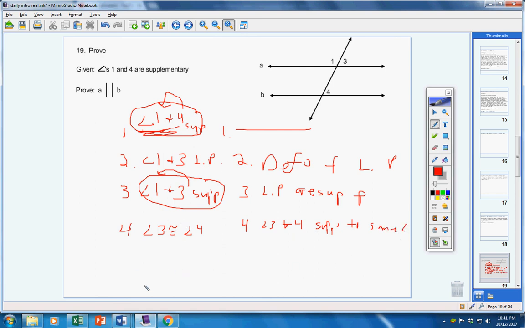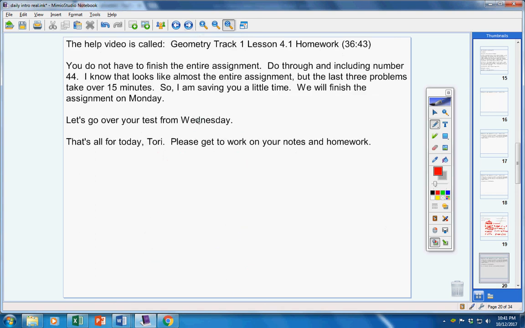And now, once I state that angles 3 and 4 are congruent, I can now say L is parallel to N because angles 3 and 4 are corresponding. So my corresponding angles are congruent, thus the lines are parallel. Back that up and watch again if you need to, okay? But that's how that's done, all right?